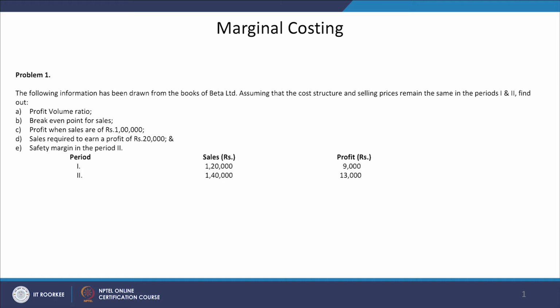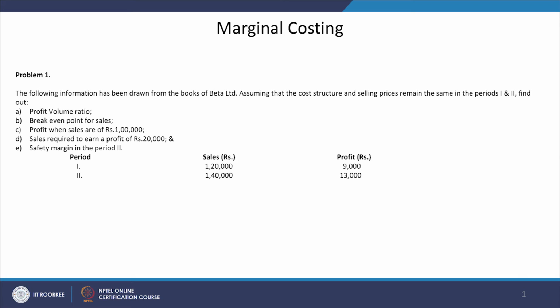We will start with the very simplest problem, and after that we will move to a higher level also, but the concept here is how to make use of marginal costing in day to day management decision making, right. For example, this is the first problem given to you here: the following information has been drawn from the books of Beta Limited. Assume that the cost structure and selling prices remain the same in period 1 and 2.